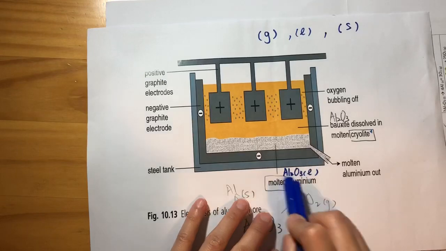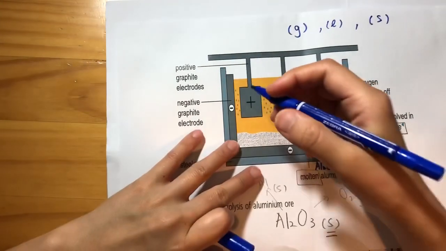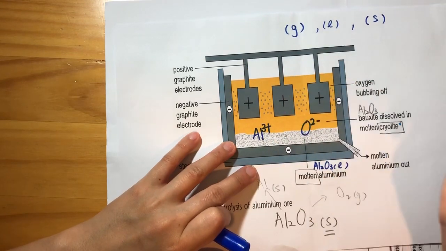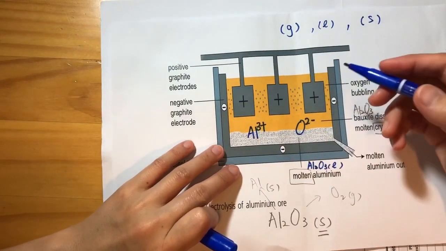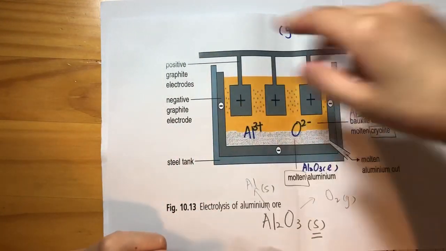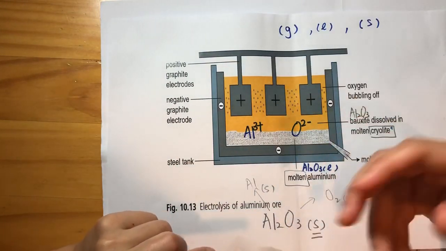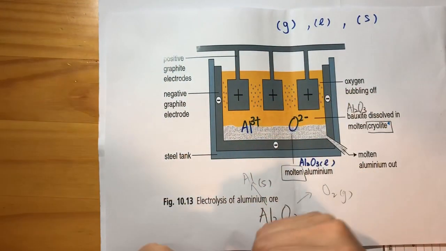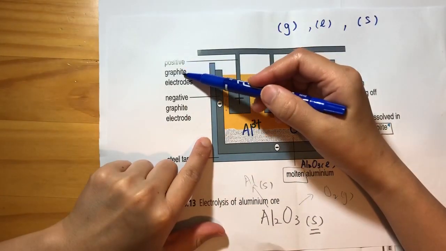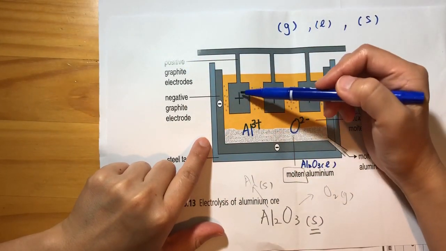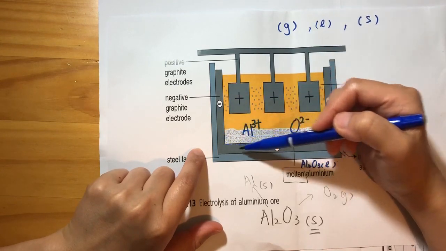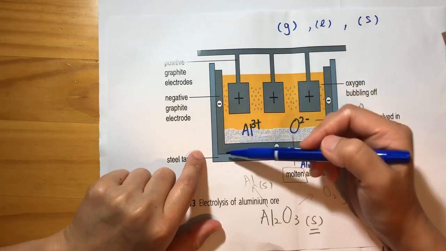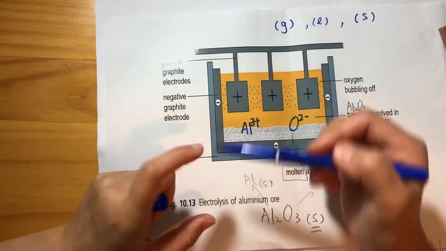So once it becomes molten, the liquid state, then the ions become mobile. So we have aluminum ion and oxide ion. Now this electrolytic cell is a tank that can help you to electrolyze them and then get the aluminum. Firstly, there will be the positive graphite electrode. This is graphite, which carries positive, and then the tank is the negative graphite electrode. So this tank, this container, carries negative charge.